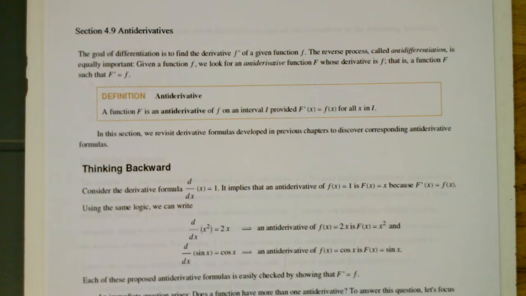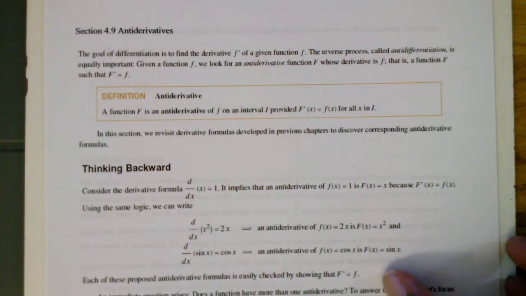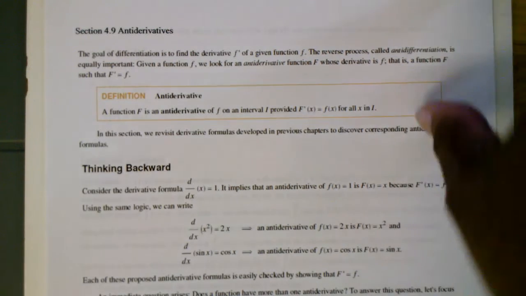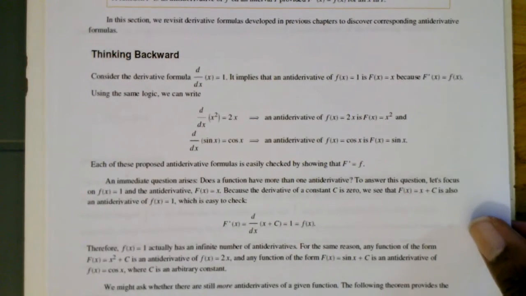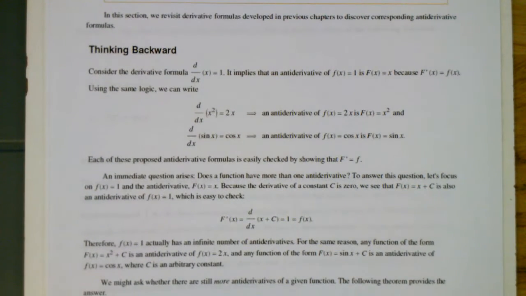A function capital F is an antiderivative of lowercase f on an interval I, provided F prime of x is equal to f of x for all x in I. Now we're going to be thinking backward in this case. You'll be given a derivative, so you want to find out what the original function started off as. Let's consider this derivative formula: the derivative of x with respect to x equals 1.